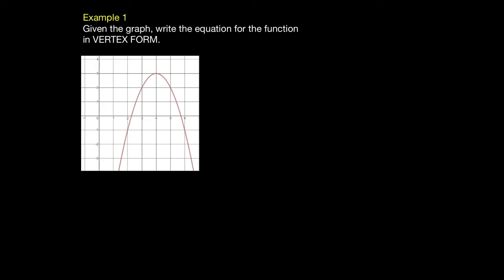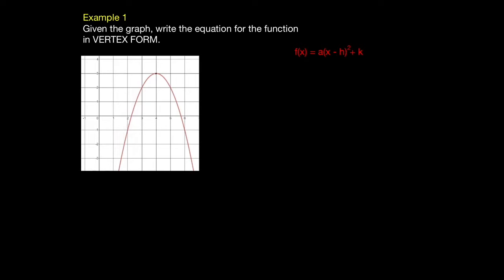Given the graph, write the equation for the function in vertex form. The generic form of a quadratic function in vertex form is f of x equals a quantity x minus h squared plus k. The first thing that I'm going to do is identify the vertex. And the vertex in this case is going to be the maximum since I have a parabola that's concave down.